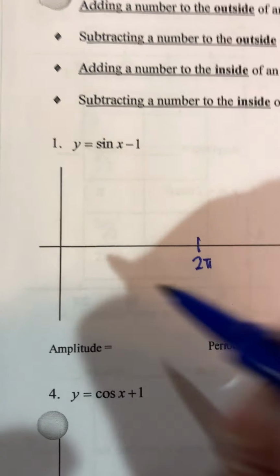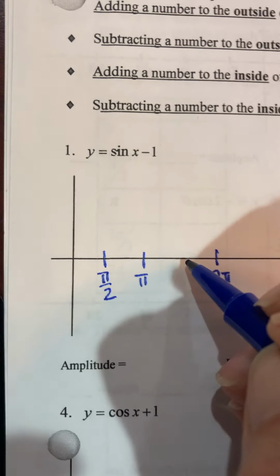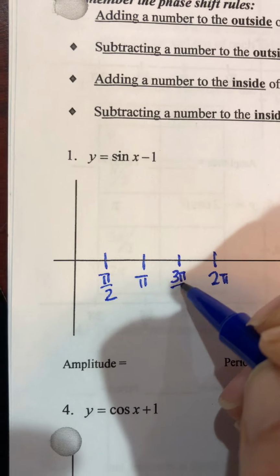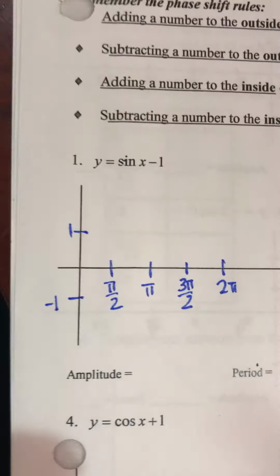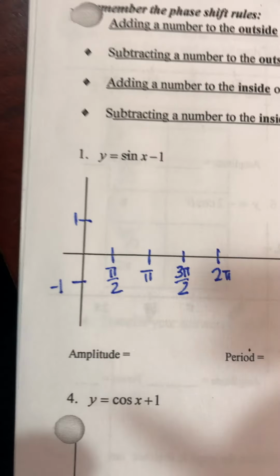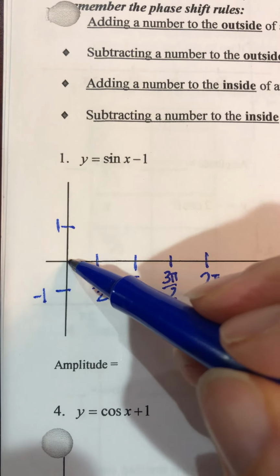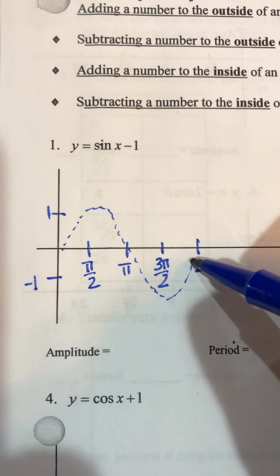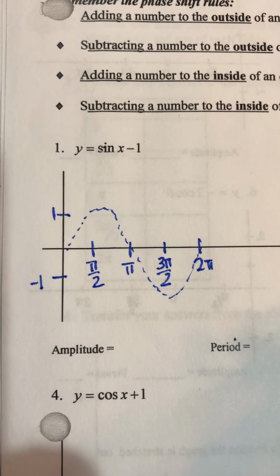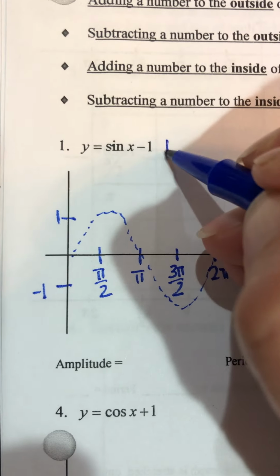So I always like to label my x-axis. I can tell right away that just because it's plain sine x, I'm not changing the period at all. So I can go with my standard tick marks, pi over 2, pi, 3 pi over 2, and 2 pi. Sometimes I like to just dot in the regular sine wave. That's not my answer, but that's the regular sine wave. And now I'm going to shift, it looks like, down 1.